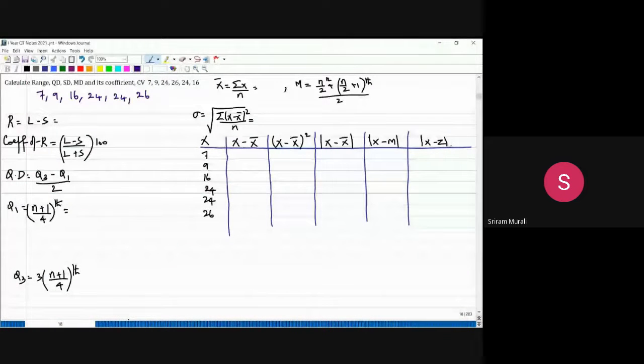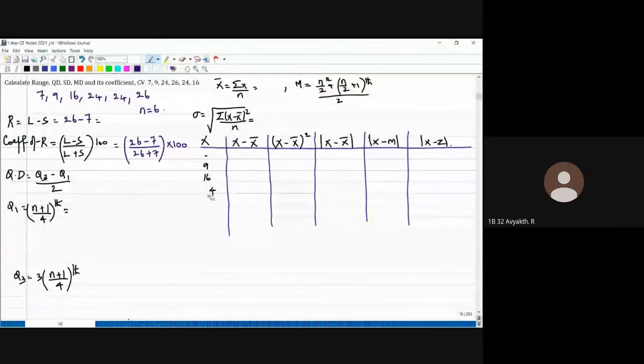Have you understood this? Yes, sir. How many observations are there? 6 observations. What is the largest observation? 26. What is the smallest observation? 7. Substitute and get the answer. Coefficient of range is L minus S by L plus S, that is 26 minus 7 by 26 plus 7 into 100. Is that clear? Yes, sir.